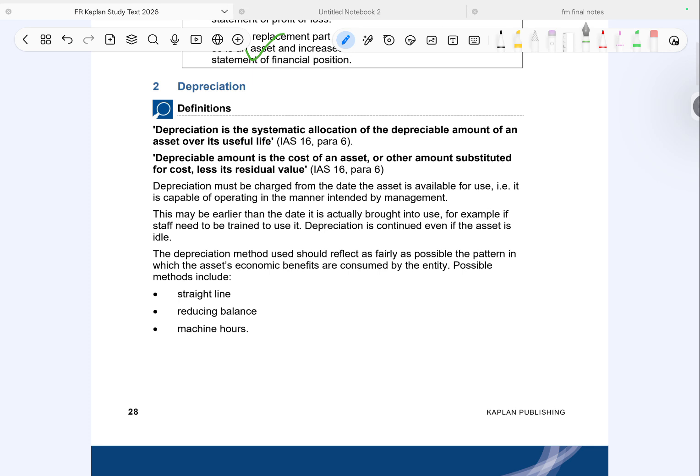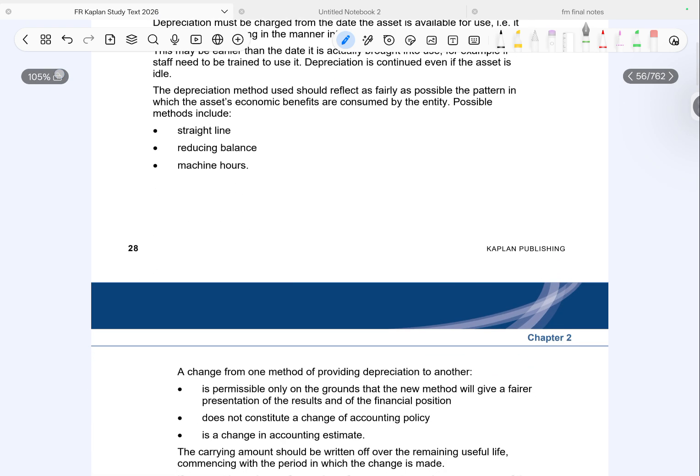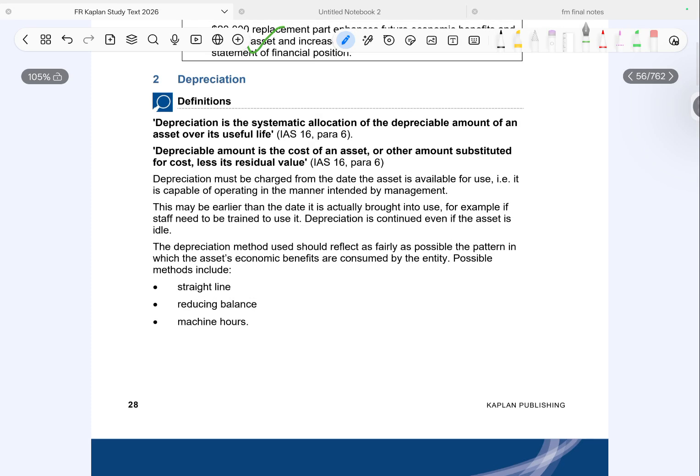Okay, so depreciation is a systematic allocation of the depreciable amount of an asset over its useful life. Depreciable amount is the cost of an asset or other amount substituted for cost less its residual value. Depreciation must be charged from the date the asset is available for use, that is, capable of operating in the manner intended by the management. This may be earlier than the date it is actually brought into use. For example, if staff needs to be trained for it, depreciation is continued even if the asset is idle.